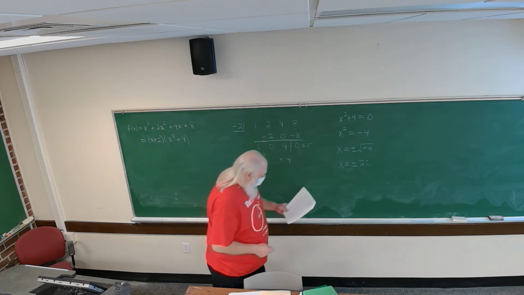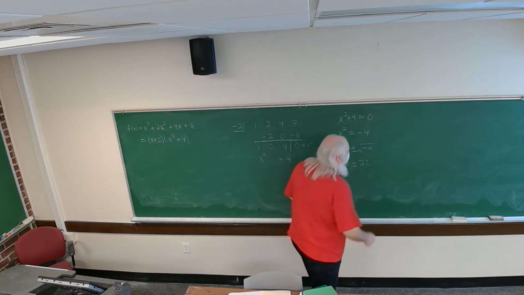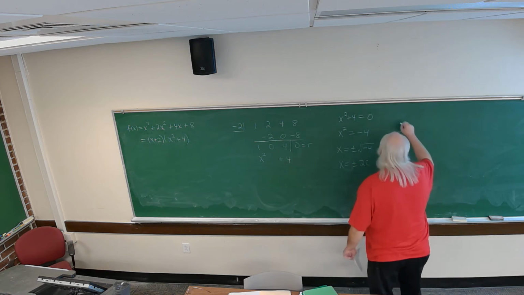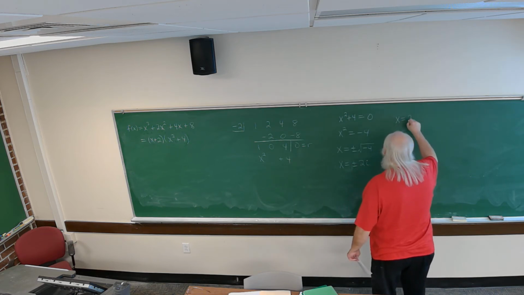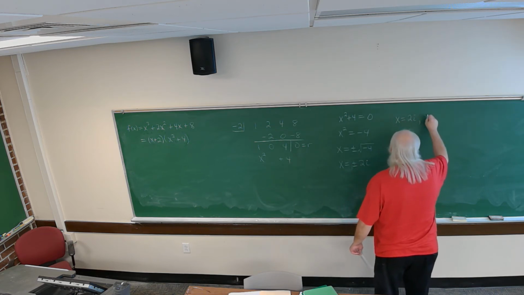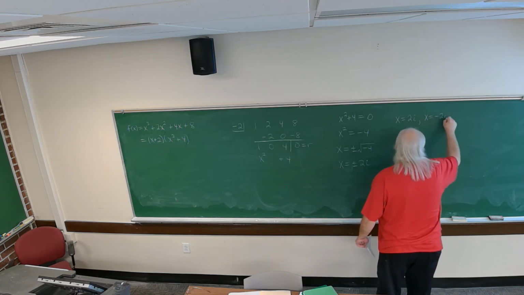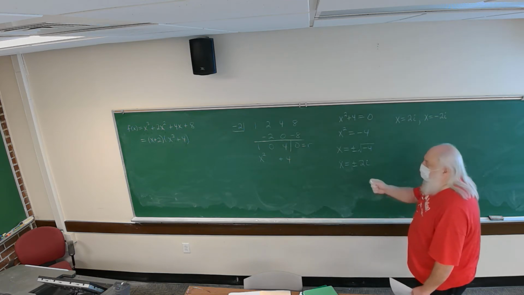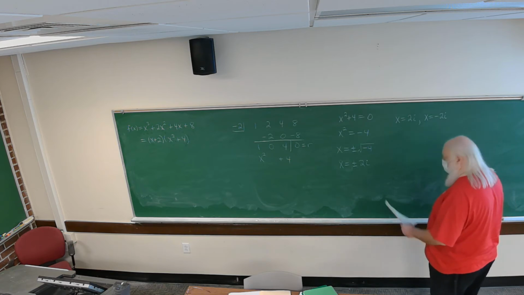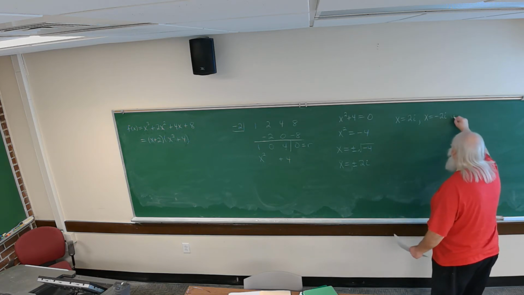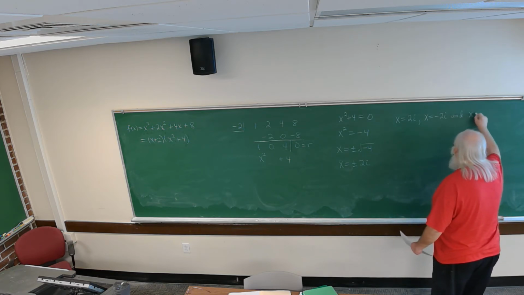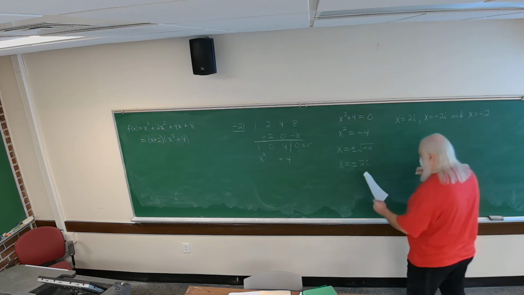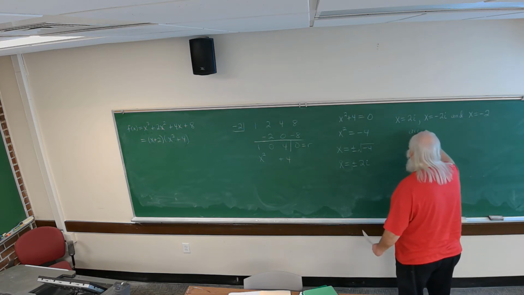So the last two zeros for our problem are x equals 2i and x equals -2i. And then we combine that with the rational number x equals -2. And we have all three zeros.